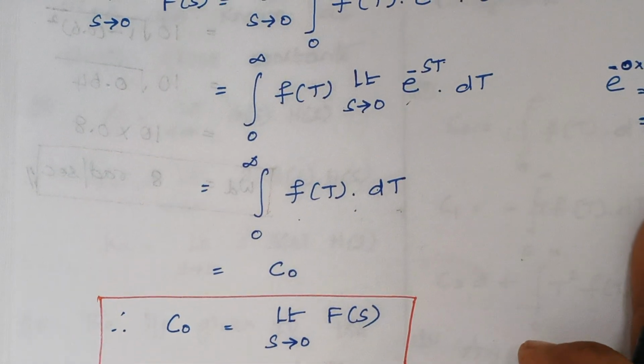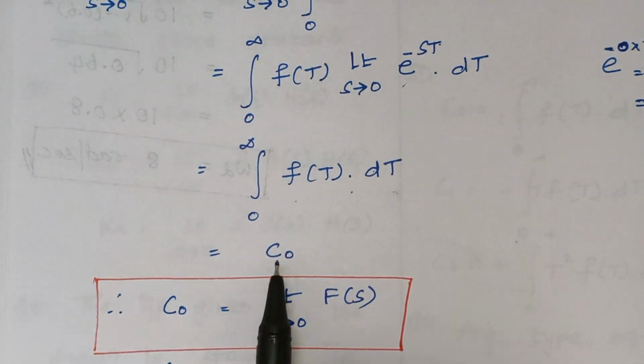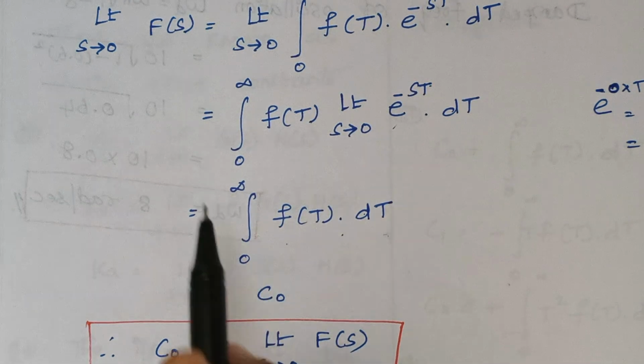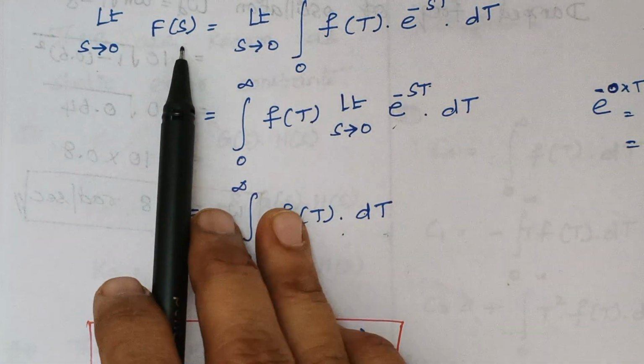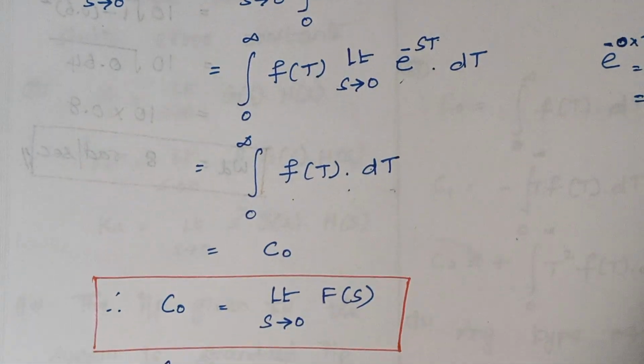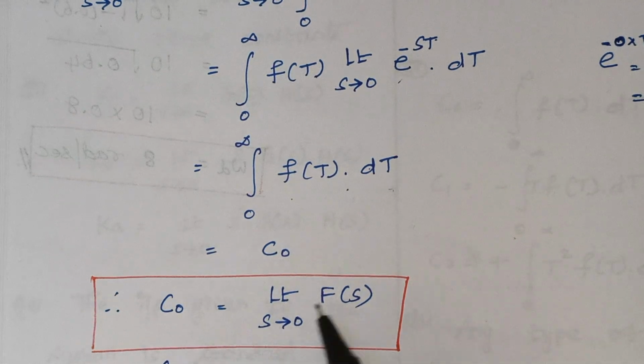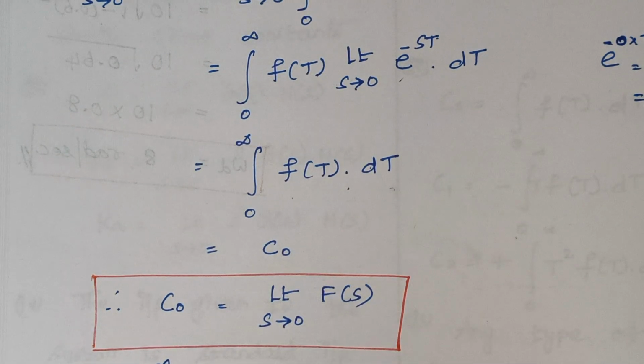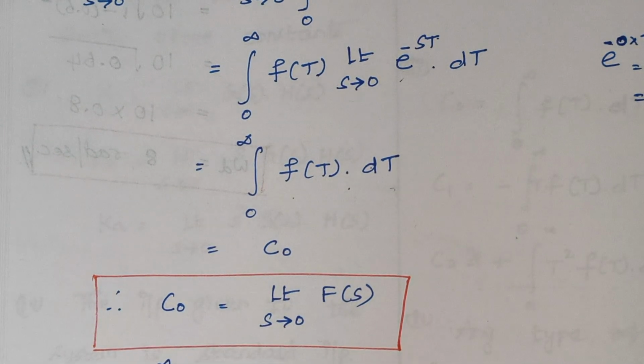So finally we can write C0 as, this C0 is nothing but limit s tends to 0 F of s. So here I am writing that C0 is equal to limit s tends to 0 F of s. So this is our first term C0.